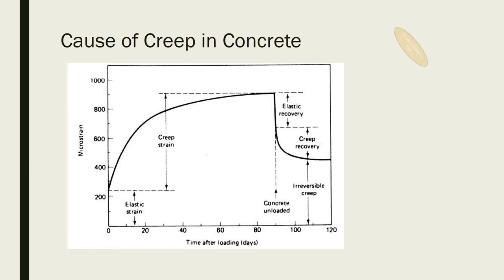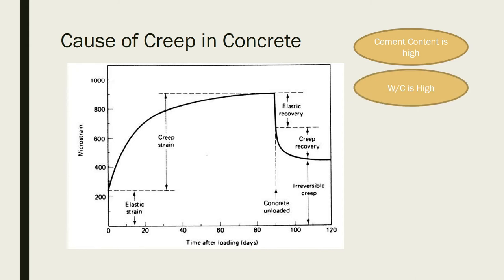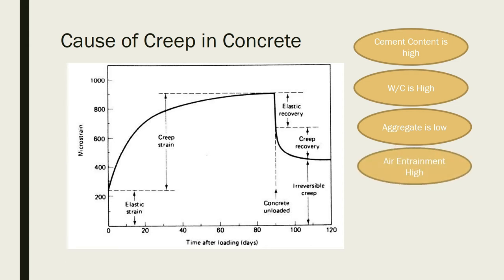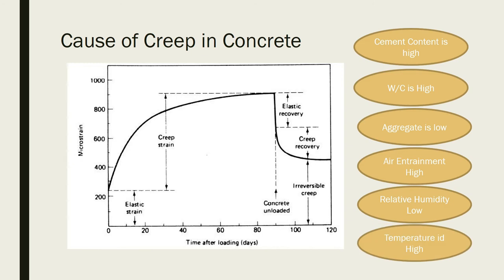So what are the different causes? You can list out different causes for creep. One of them is cement content: if it is very high, then there is a higher possibility of creep. Also if the water cement ratio is very high, that means water content is high, if aggregate is low, if air entrainment is high, if relative humidity is low and temperature is very high. All these affect the creep of concrete.